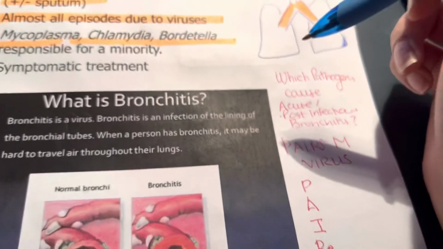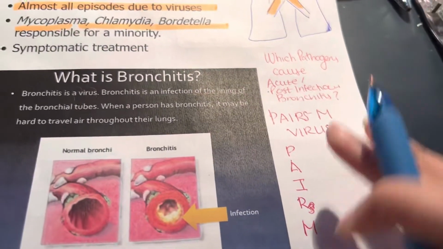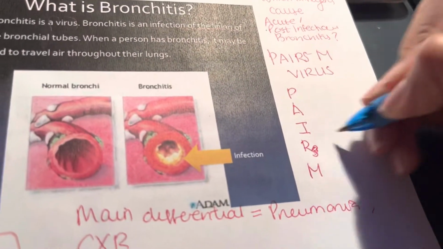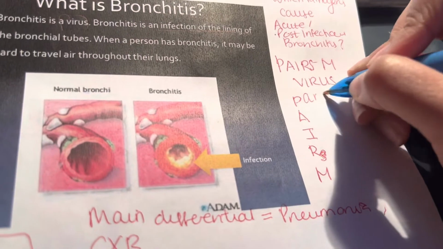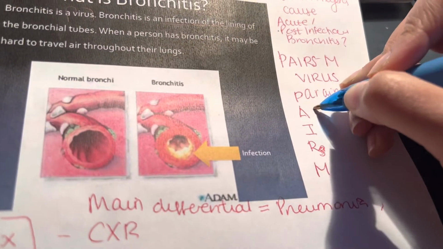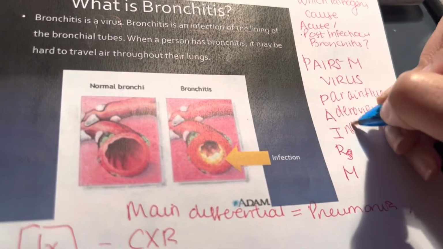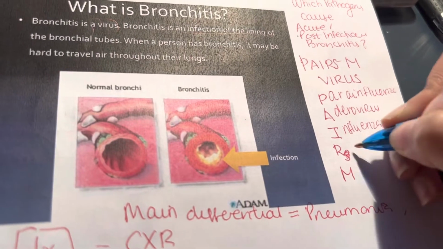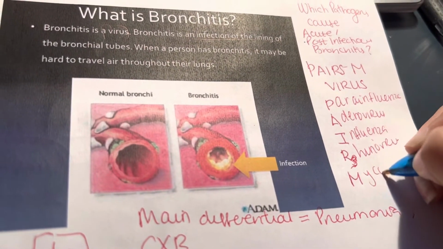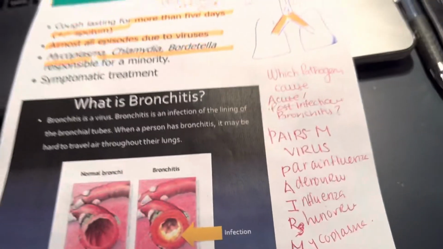So which pathogens are involved in causing acute bronchitis? The viral pathogens that may be responsible include the mnemonic PAIRIM. P for parainfluenza virus, A for adenovirus, I for influenza virus, R for rhinovirus. And I've also put M to remind you of mycoplasma, which is that atypical bacteria which causes atypical pneumonia.